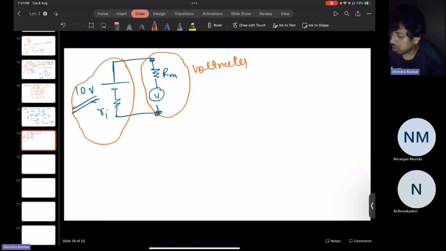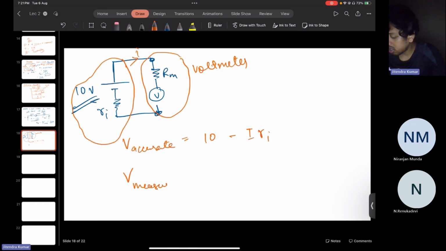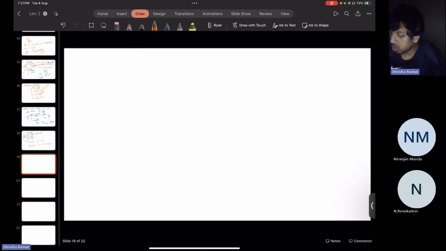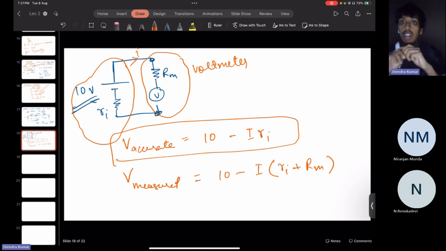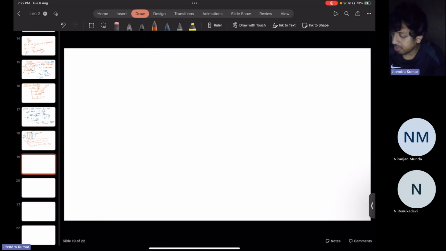Now, the voltage measured should ideally be the accurate voltage. How much is that? Some current will flow here, so it is E minus I into Ri. But the voltmeter will measure E minus I into Ri plus Rm. So this will be the measured value and this much will be the required value, isn't it? Now, there is a difference, and that difference is the error. Let us find the error.